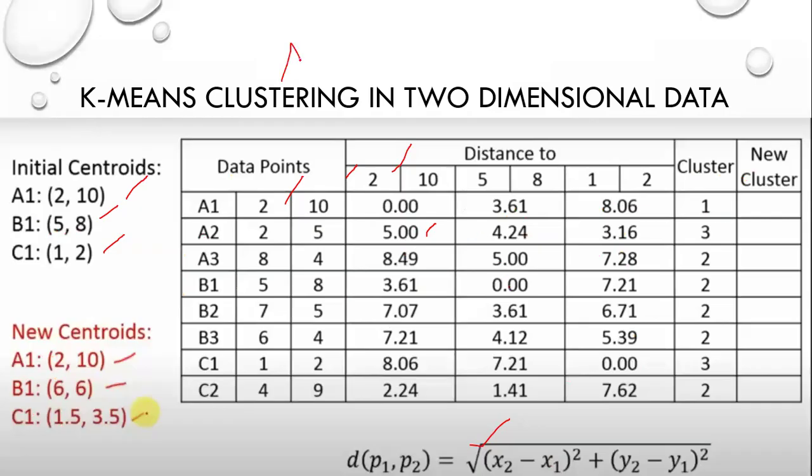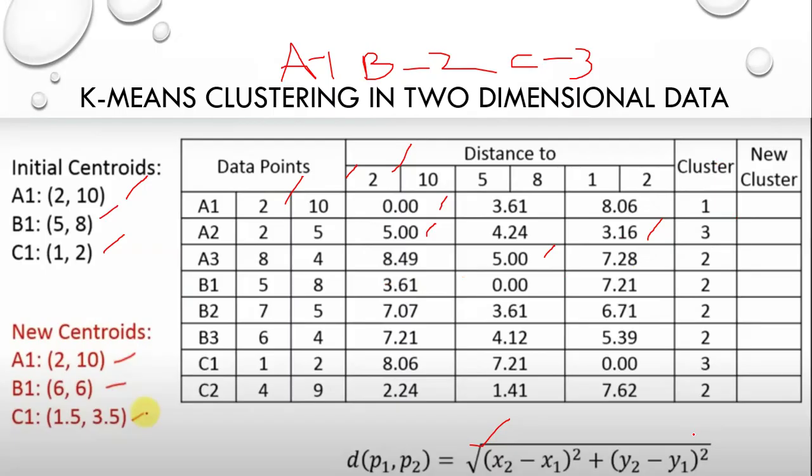That is, A will be cluster 1, B will be cluster 2, C will be cluster 3. So this one is the minimum, so cluster 1. And if you go for this, this is the minimum, so cluster 3. And if you are checking for these 3 data, 5 is the minimum, so cluster 2. Likewise, we have to fill it up here.